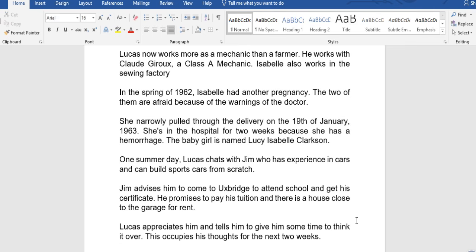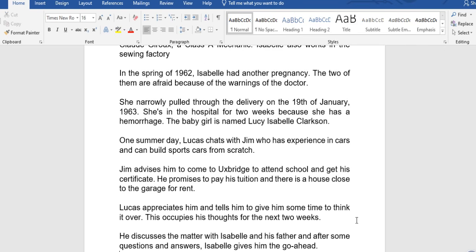In the spring of 1962, Isabel had another pregnancy. The two of them are afraid because of the warnings of the doctor. She narrowly pulled through the delivery on the 19th of January 1963. She's in the hospital for two weeks because she has a hemorrhage. The baby girl is named Lucy Isabel Clarkson.